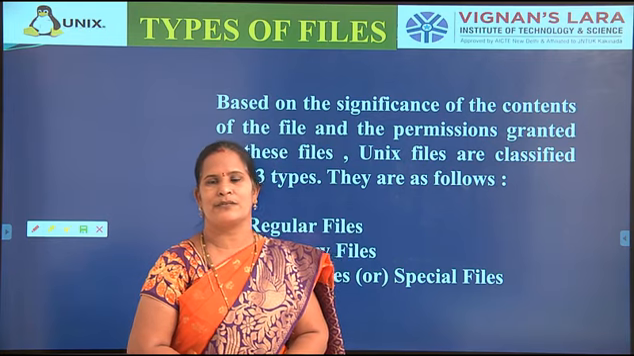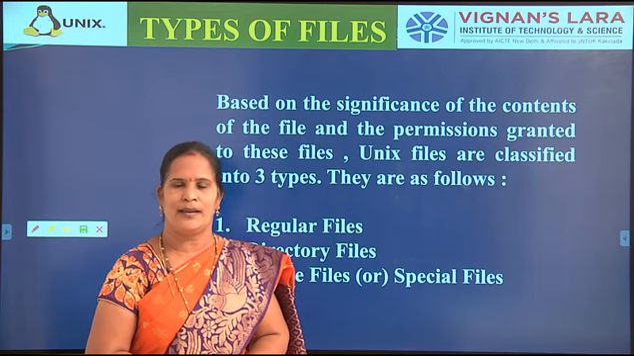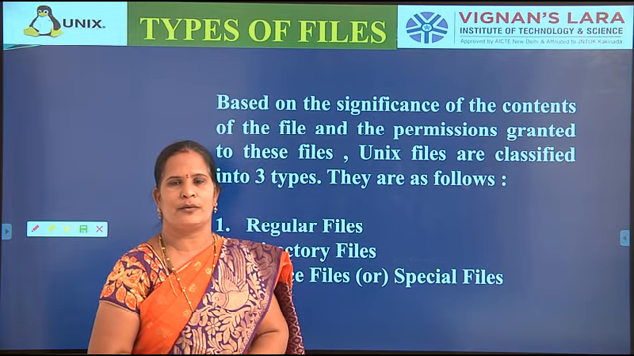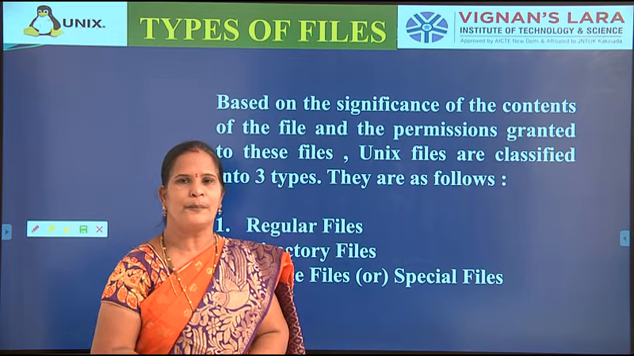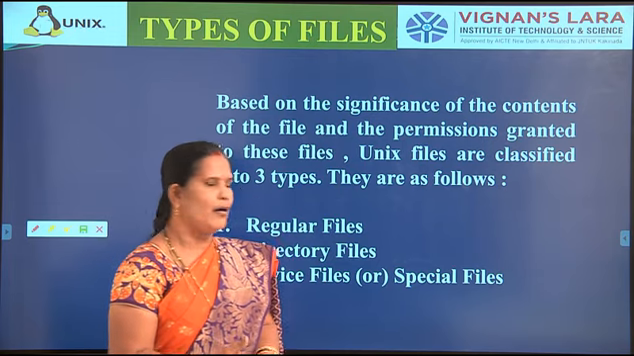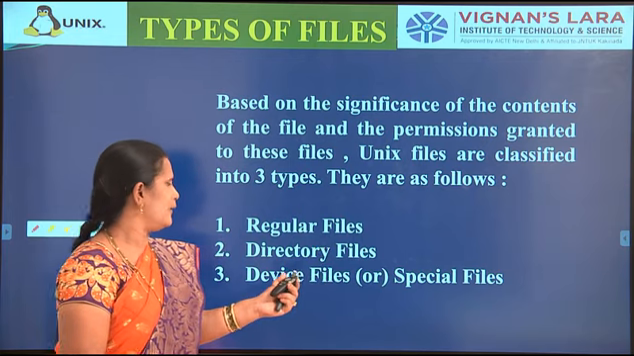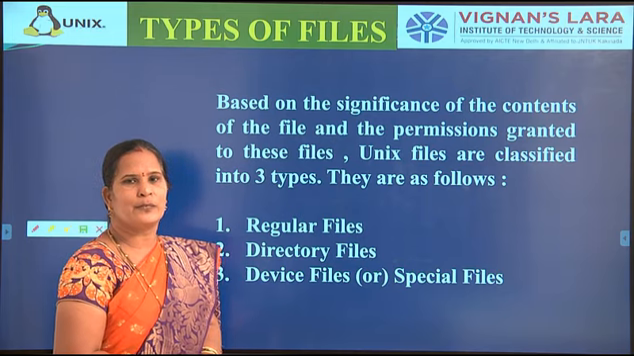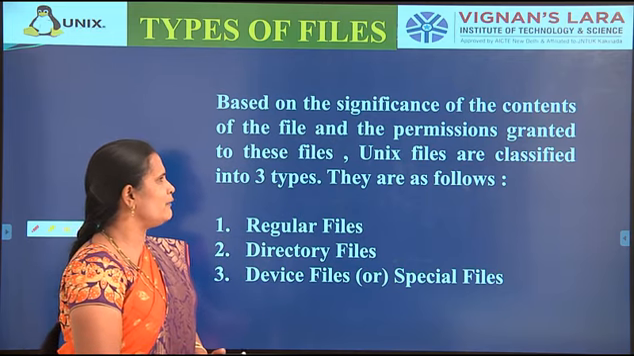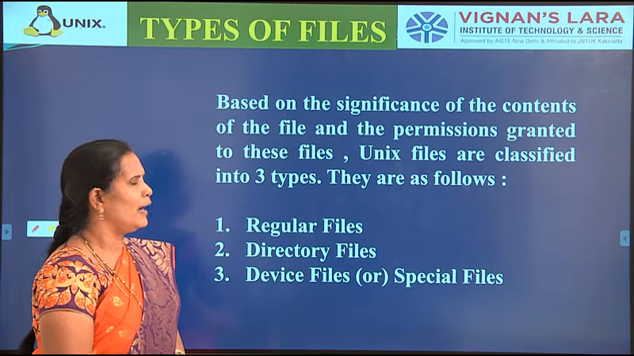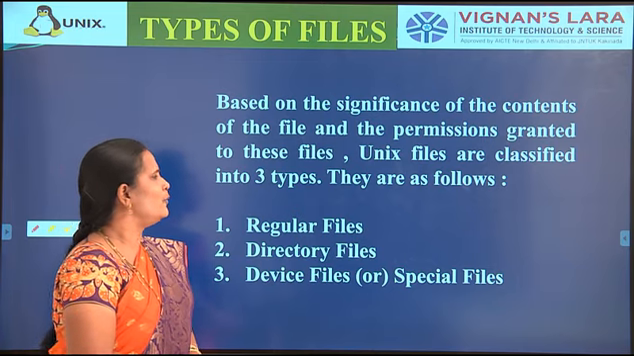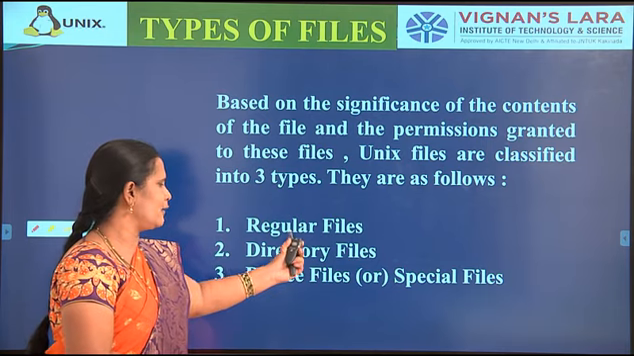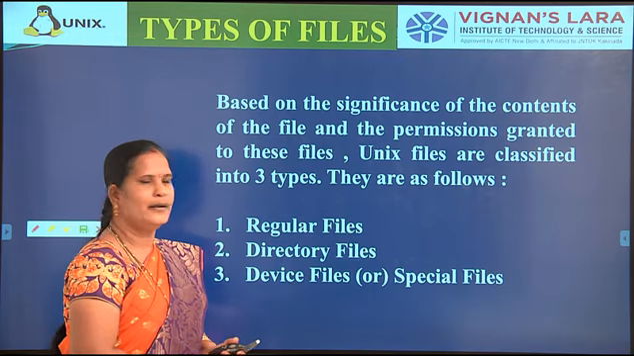So based on the significance of information that is available in a file and the permissions granted to the files, the Unix file system is classified into three types. Unix files are classified into three types: regular files, directory files and device files. These device files are also known as special files. They are as follows: regular files, directory files and device files.